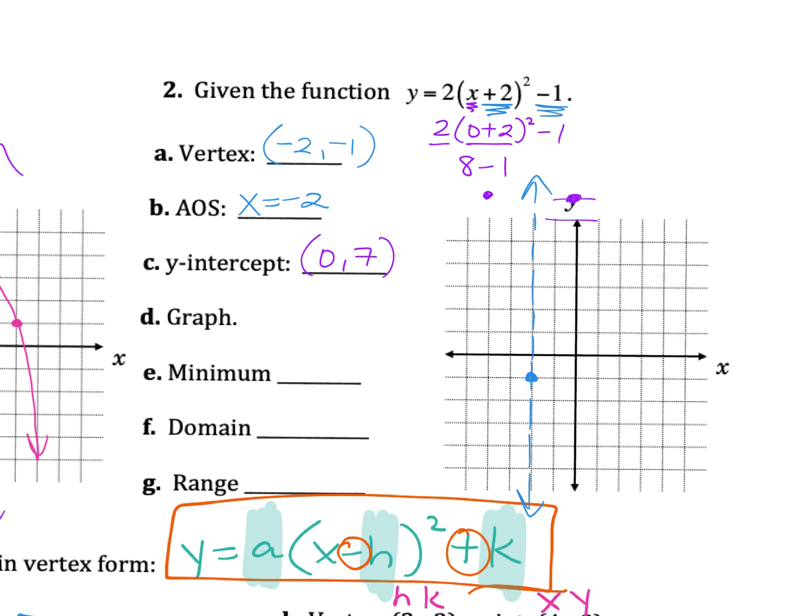What is your second point from your vertex going to be? Where do you move? What does that 2 do for us? Up 2 over 1. Yep, so from the vertex, up 2 over 1 and up 2 over 1. So this is your graph.